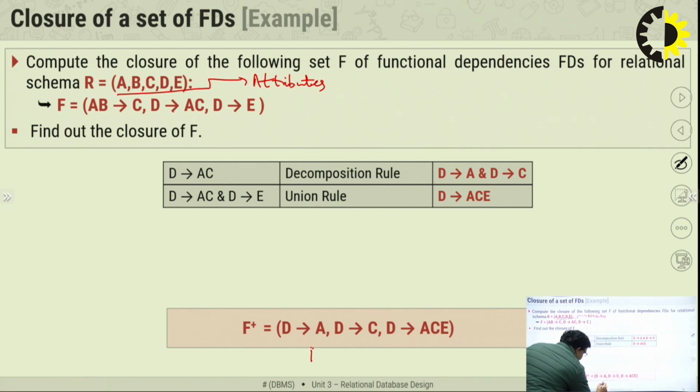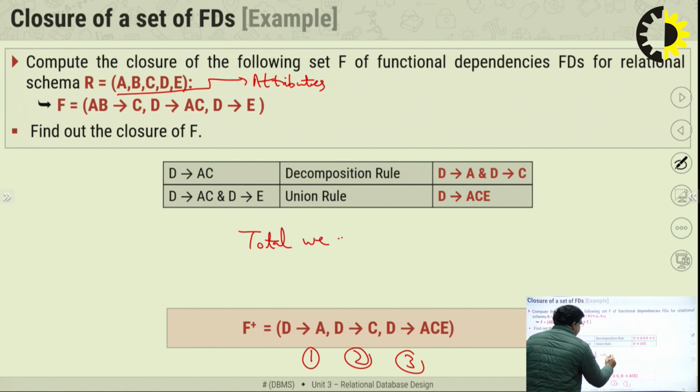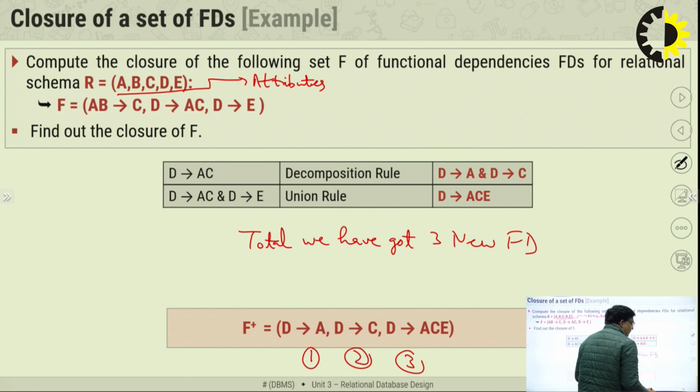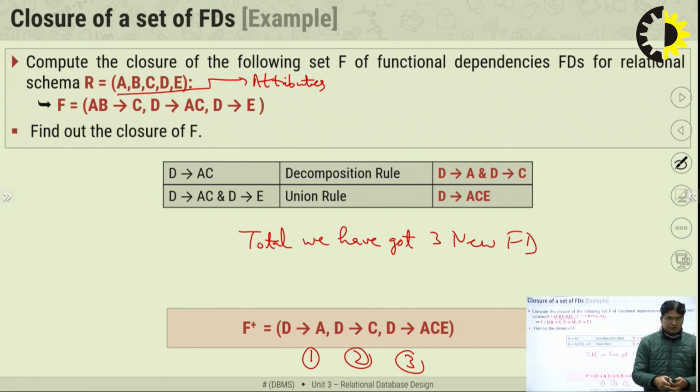So how many new FDs are we getting? We are getting 3 new FDs. In this way we can compute the closure of a set of FDs.